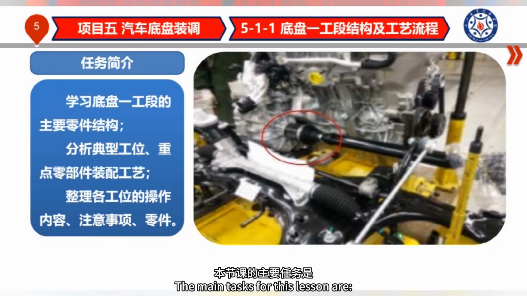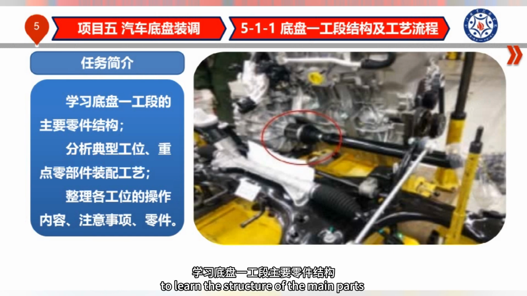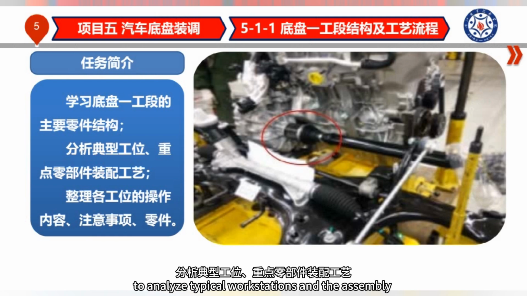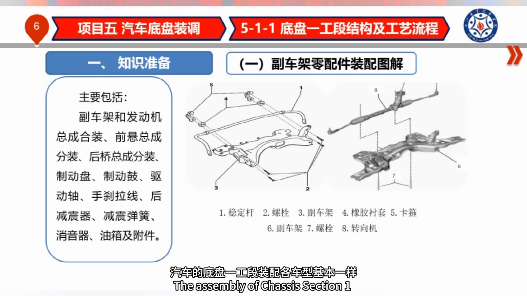The main tasks for this lesson are: to learn the structure of the main parts in Chassis Assembly Section 1, to analyze typical workstations and the assembly process of key components. The assembly of Chassis Section 1 is basically the same across different automobile models.